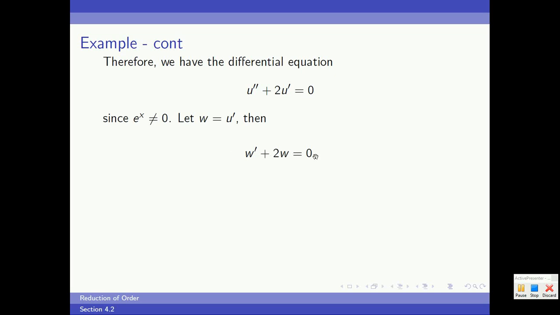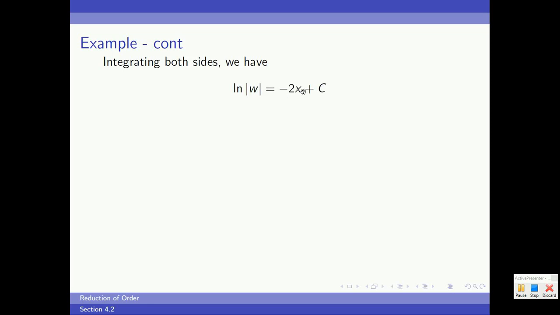Everybody already knows how to solve this. This is a separable equation. We separate variables, so we have dw/dx is equal to negative 2w. Separate the variables. Then we integrate both sides, and we get what w is. But remember, w is just our u prime, so we're really looking for u.